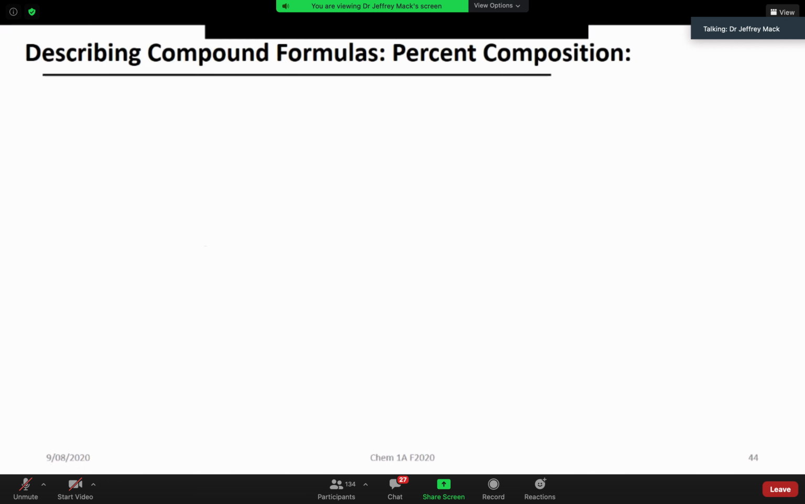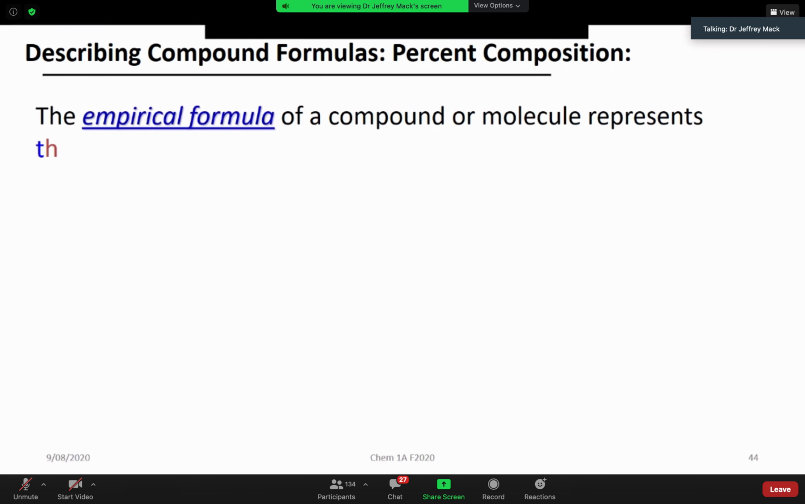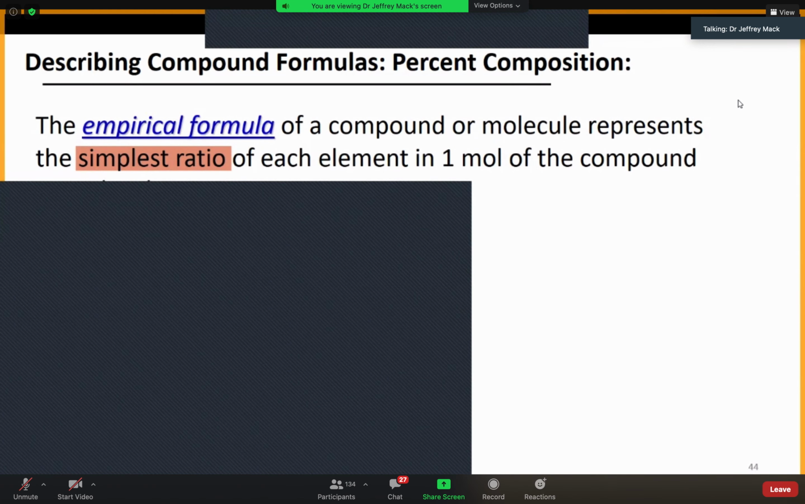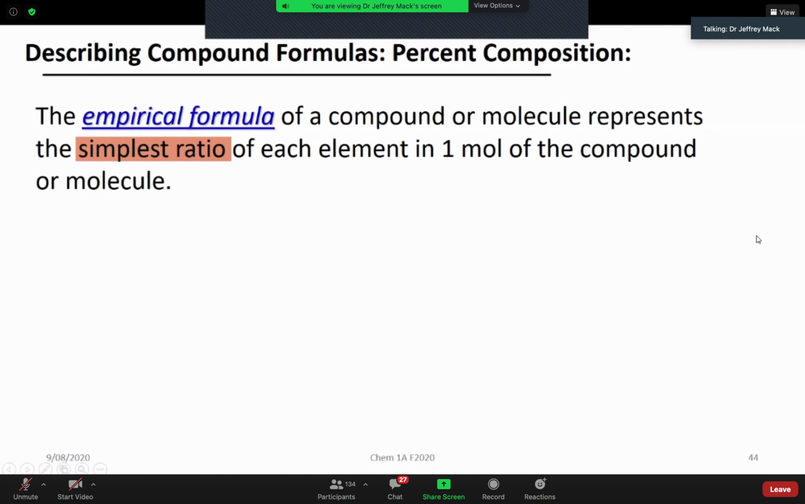How about we describe a chemical compound from percent composition, okay? Again, our empirical formula, and this is what you need to remember. Empirical formula represents the simplest ratio of each element in 1 mole of the compound. So when you say empirical formula, simplest ratio, okay? Does that make sense?